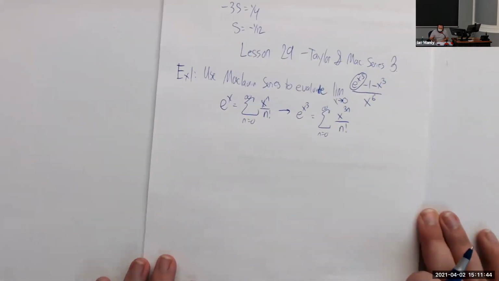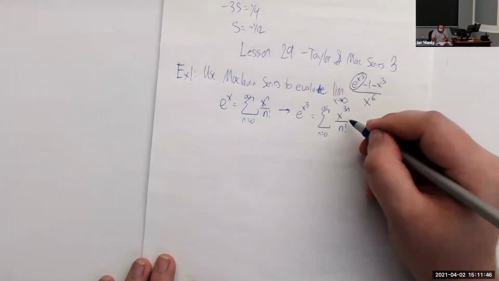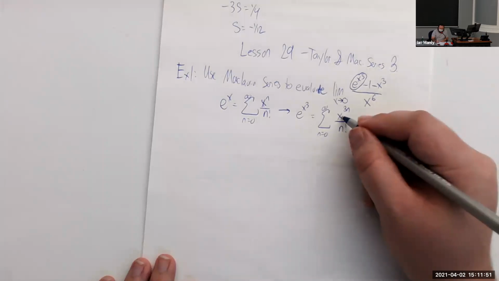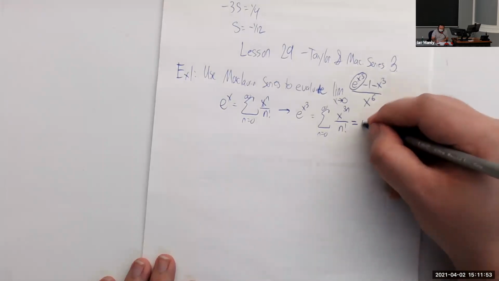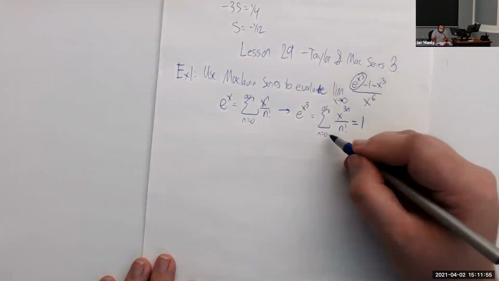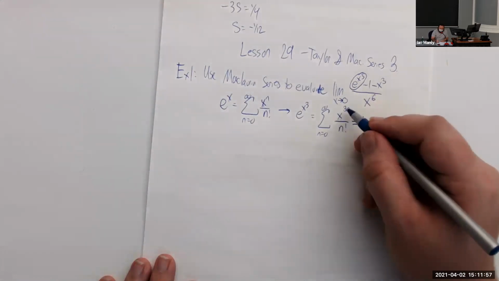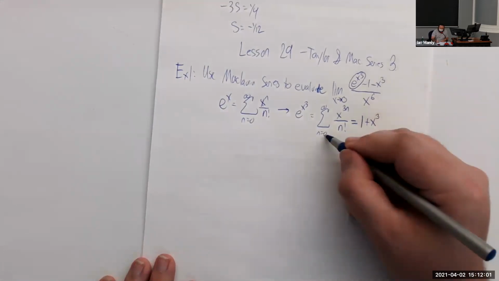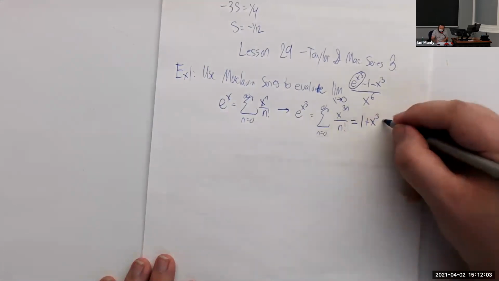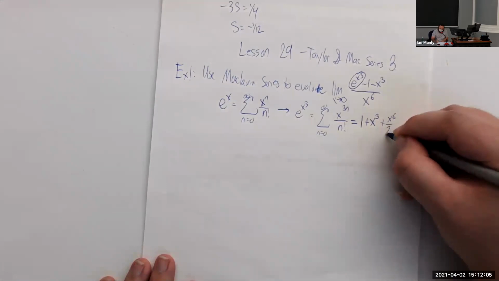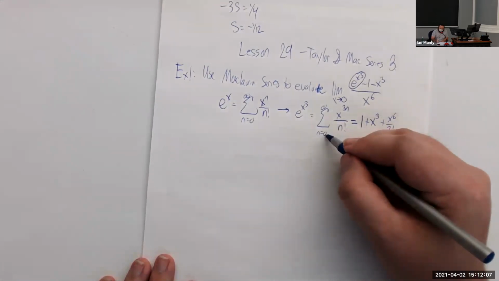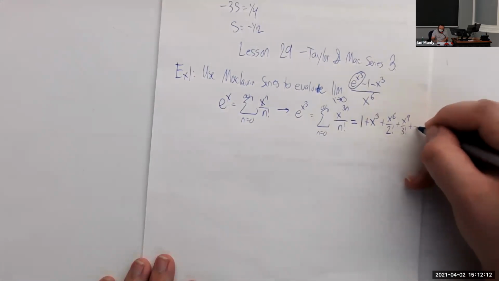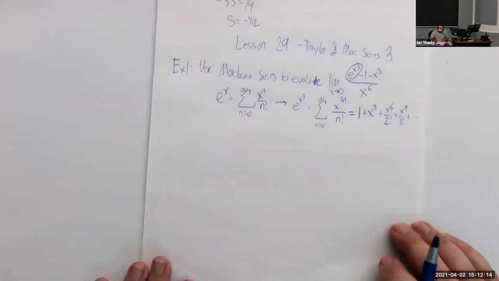All right, now I'm going to write out the first few terms of this. If I plug in n equals 0, I have x to the 0 over 0 factorial, that'll be 1. Then I plug in n equals 1, I have x cubed over 1 factorial, so that's x cubed. I plug in 2, I have x to the 6th over 2 factorial. I plug in n equals 3, I have x to the 9th over 3 factorial. And that would continue on forever.